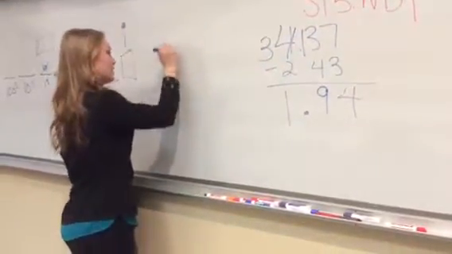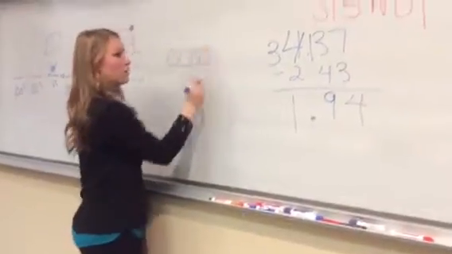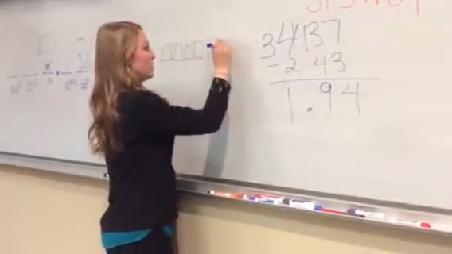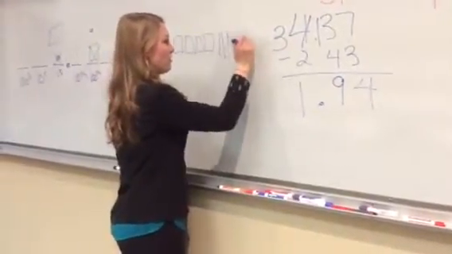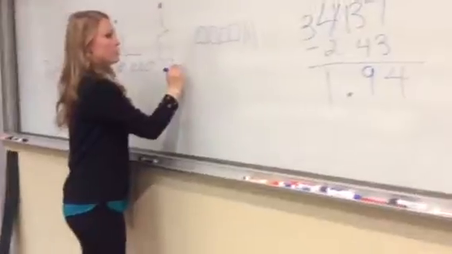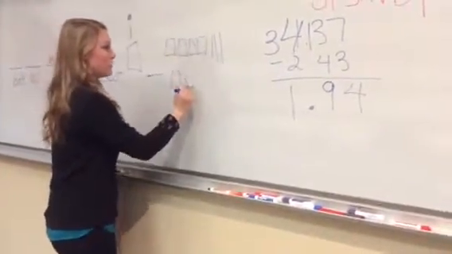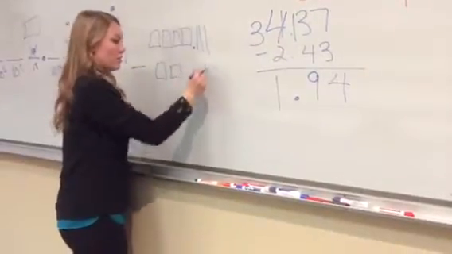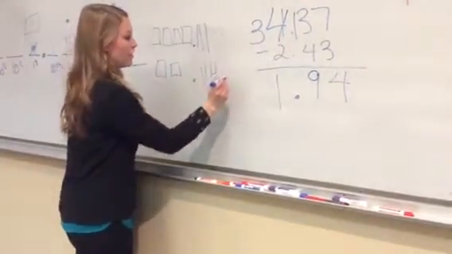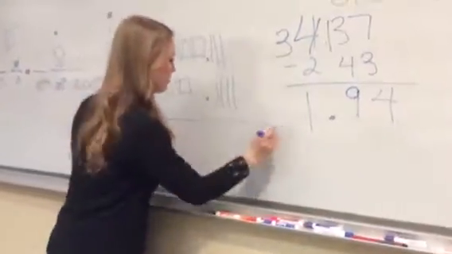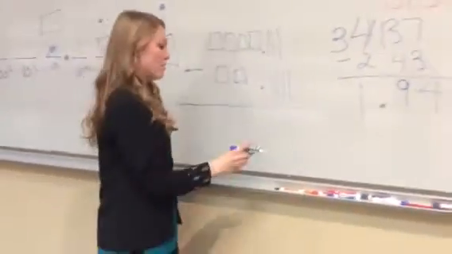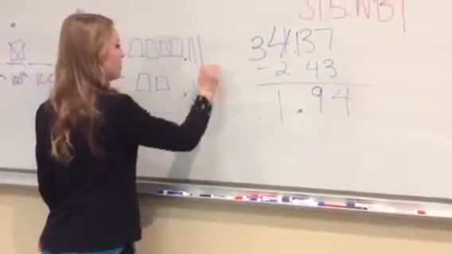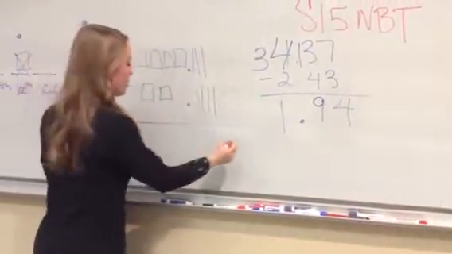So we started with 4.37. We have 4 flats, 3 rods, and 7 hundredths. We will now be subtracting 2 flats, 4 rods, and 3 units. So looking at this, if we take away 3 of these and 3 of these, we are left with 4 units.